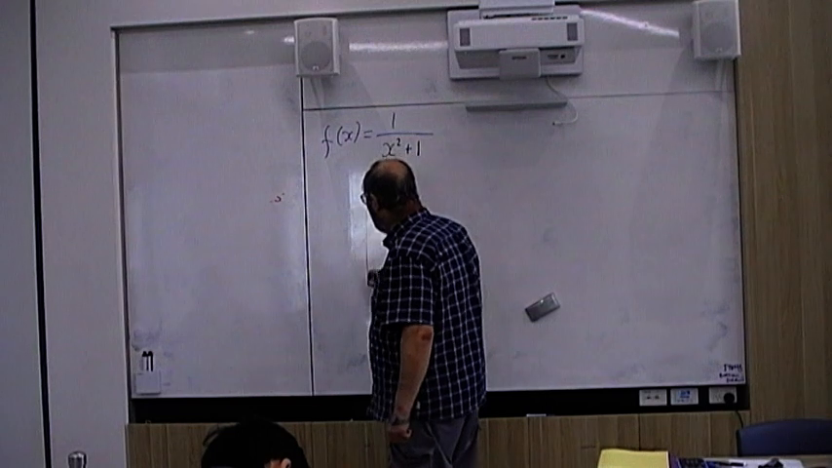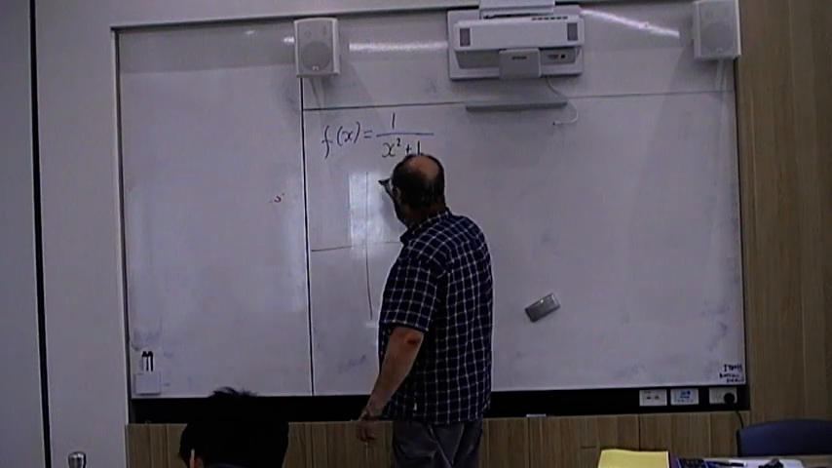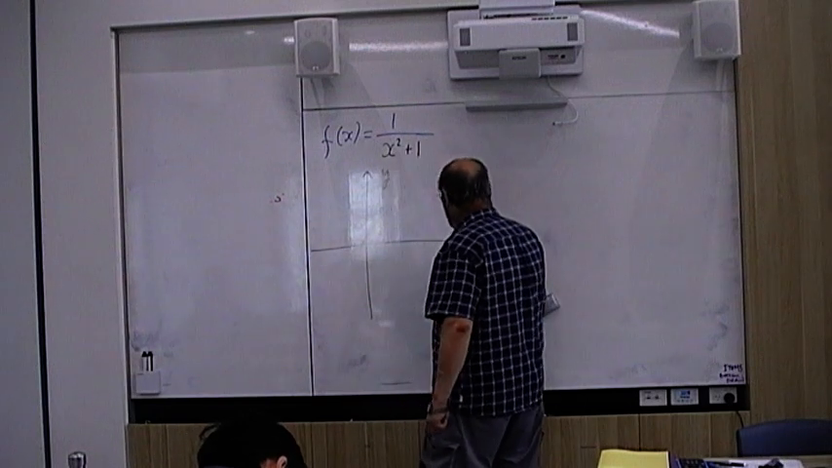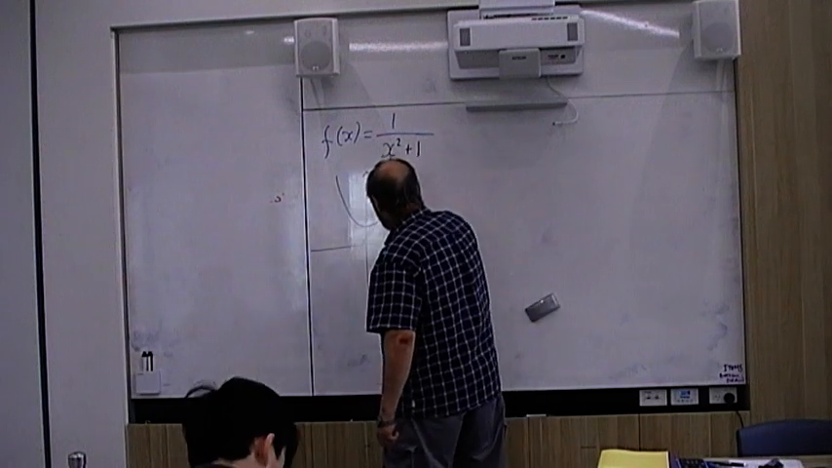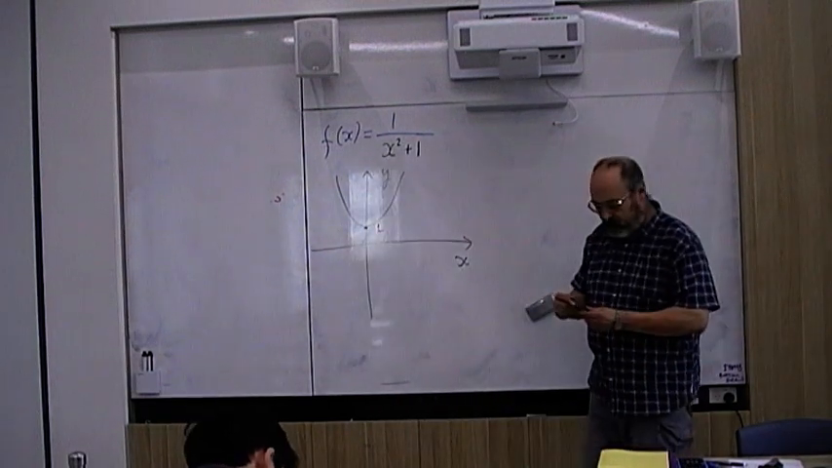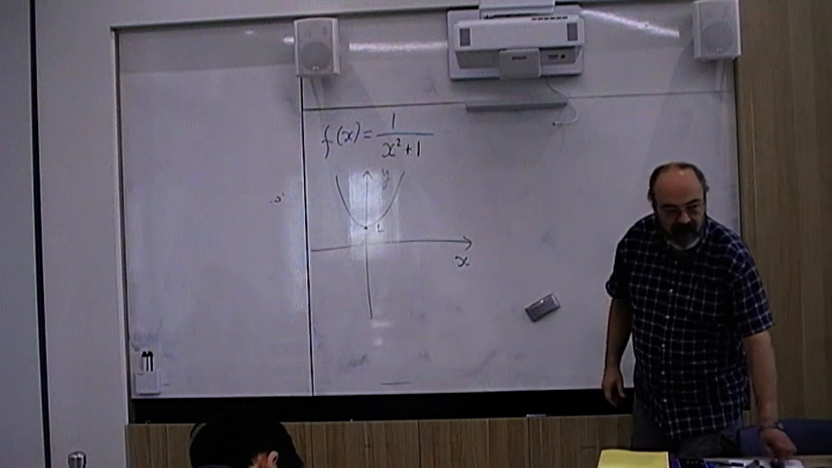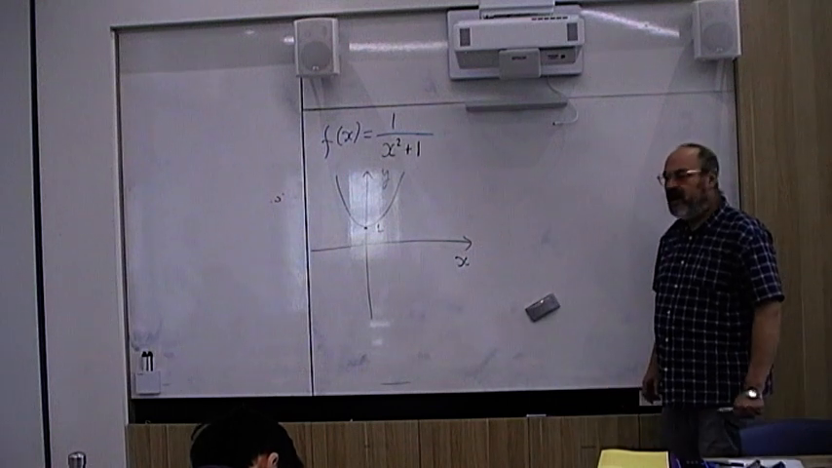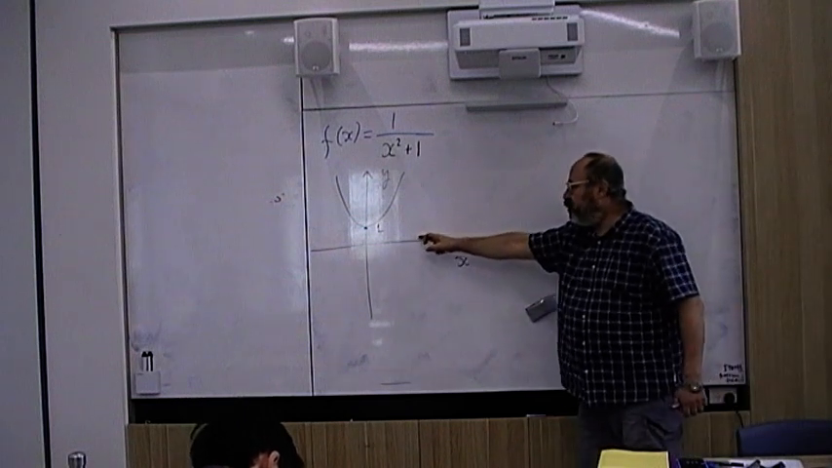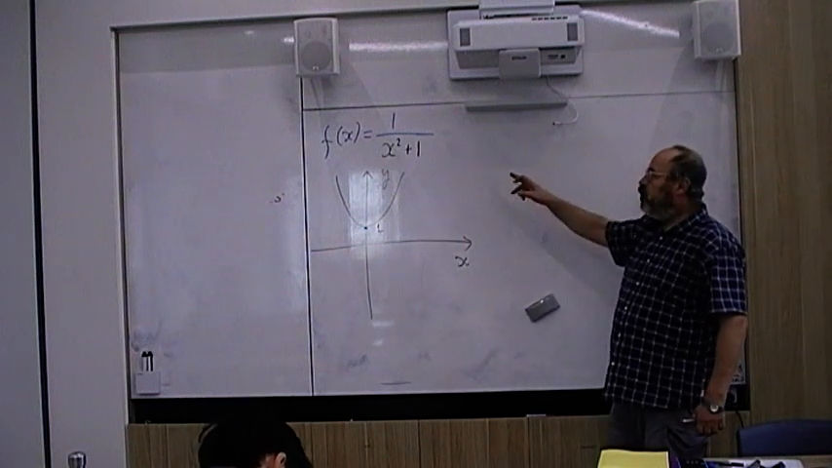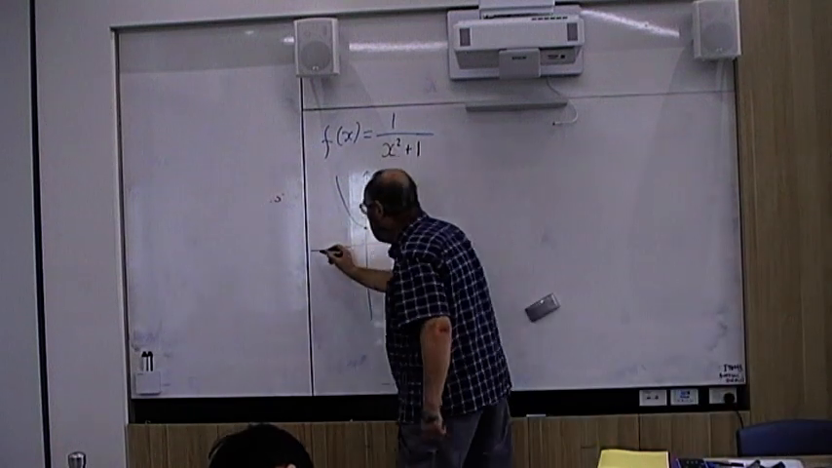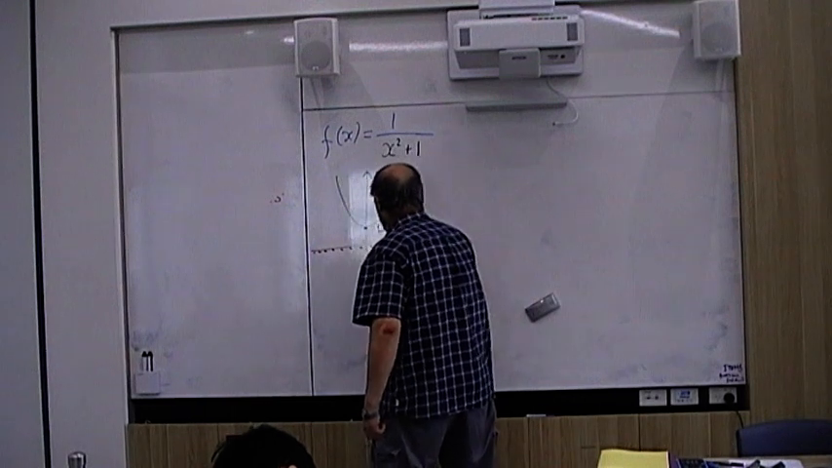So first, we sketch the graph of the denominator. On the y and x axes, we have a graph like this. This is the graph of x squared plus 1, the original function. When we divide, we take the reciprocal. When x approaches infinity, the denominator is very big, so the fraction is very small. We have a horizontal asymptote y equals 0.